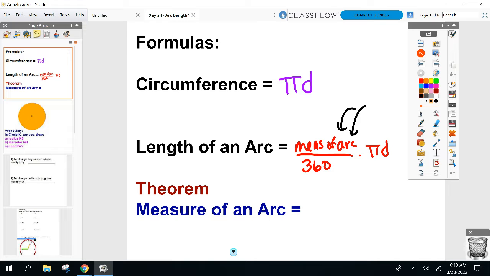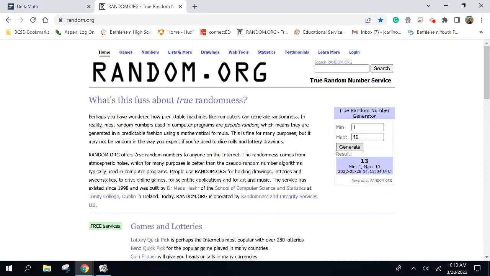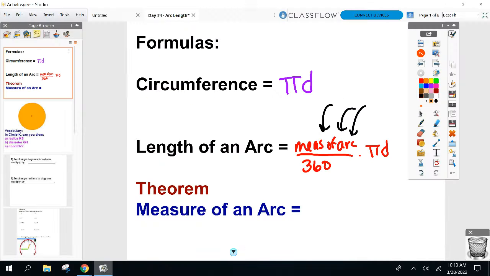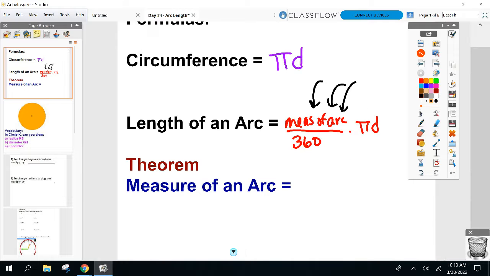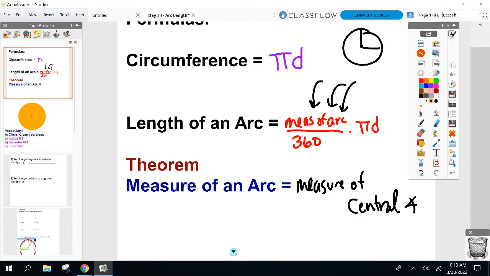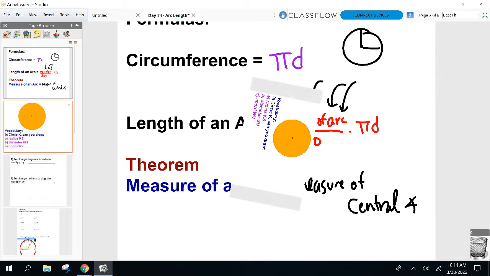Where do I find this value if it's not on the arc? All right, if it's not actually on the arc in degrees, where else could I find it? Measure of the arc is always the same as the measure of the central angle. As in this arc is so many degrees because this was the measure of the central angle. All good? Questions? All right, moving on.